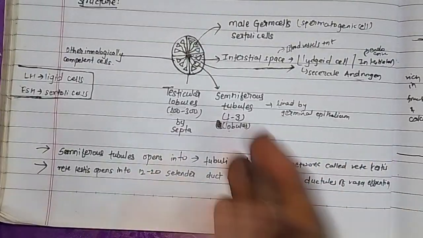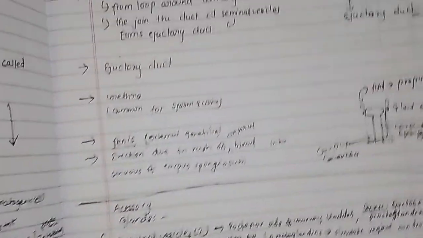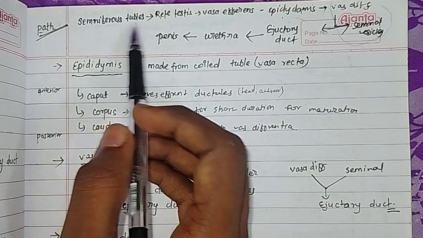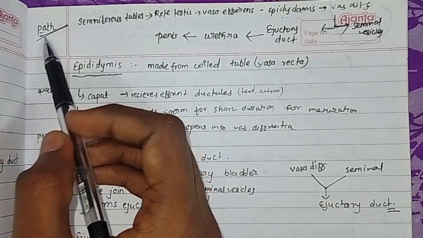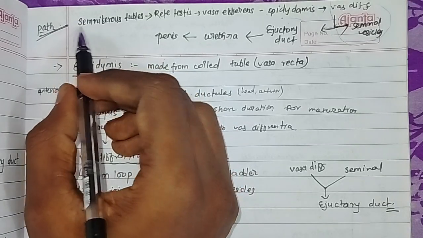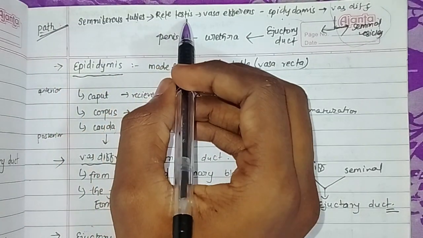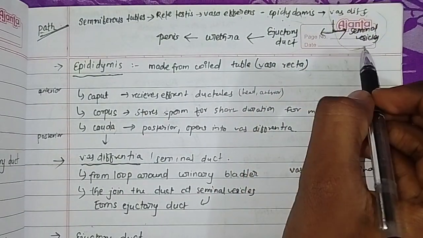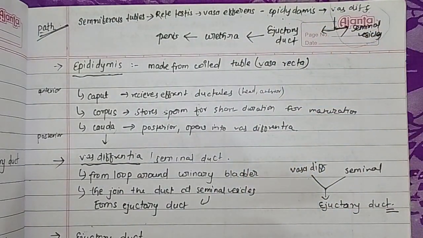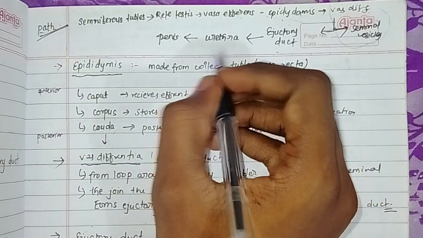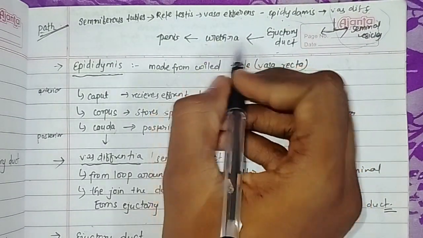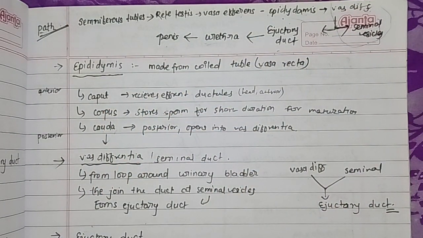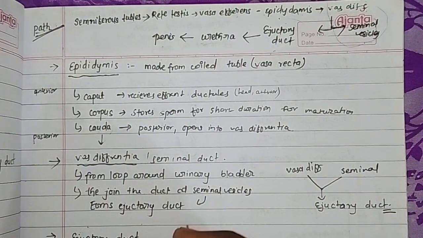Anyway, you can read the rest yourself. I don't think it's too important, so we'll just move on. So this is the path of the sperm: first the seminiferous tubules, then the rete testis, then the vasa efferentia, then the epididymis, and then the vas deferens. The vas deferens and seminal vesicle combine together to form the ejaculatory duct, which opens into the urethra and then the penis. You need to take a book for reference here, because from this alone you won't understand anything.